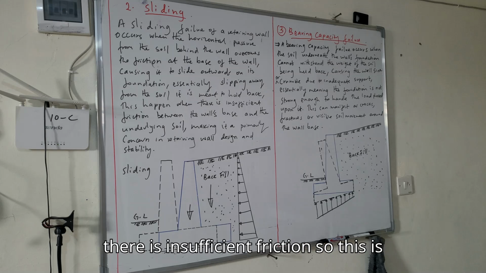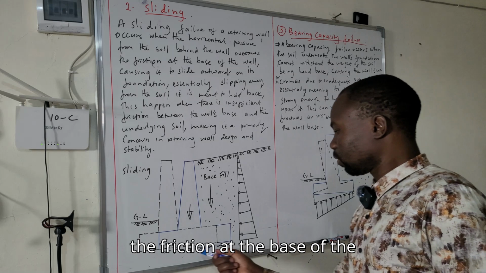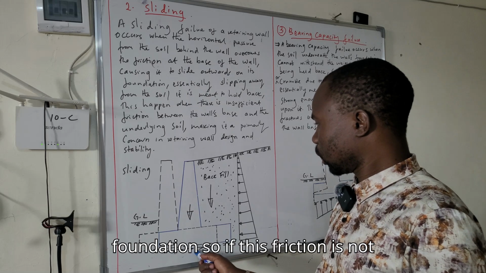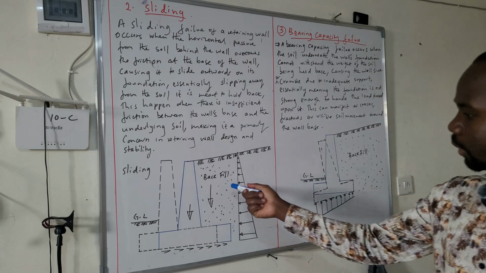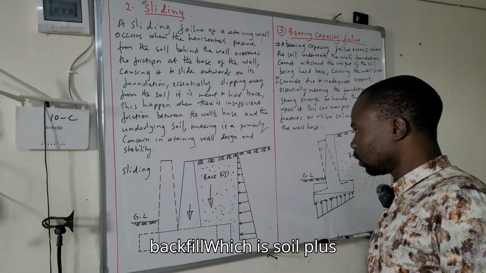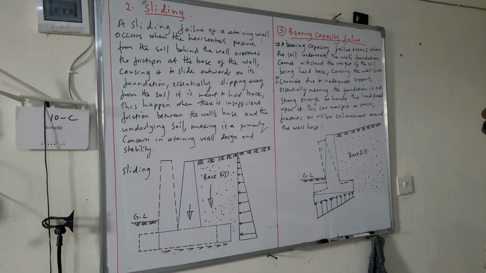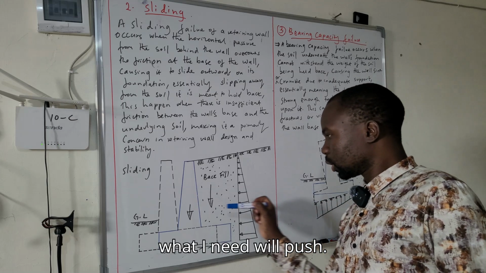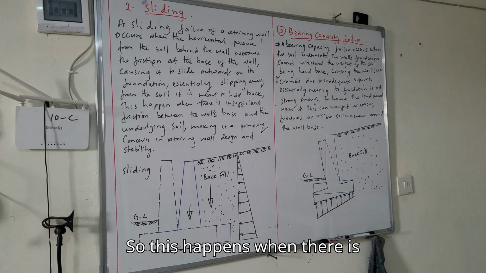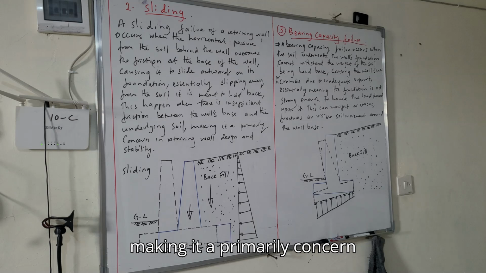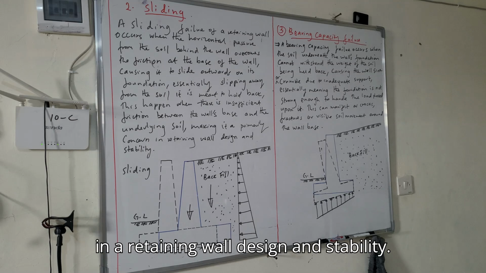This happens when there is insufficient friction. So this is the friction at the base of the foundation. So if this friction is not strong enough, this backfill, which is soil plus water in it, will push the wall outward. So this happens when there is insufficient friction between the wall's base and the underlying soil, making it a primary concern in retaining wall design and stability.